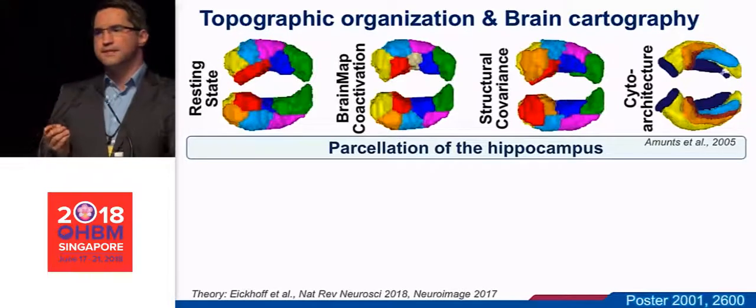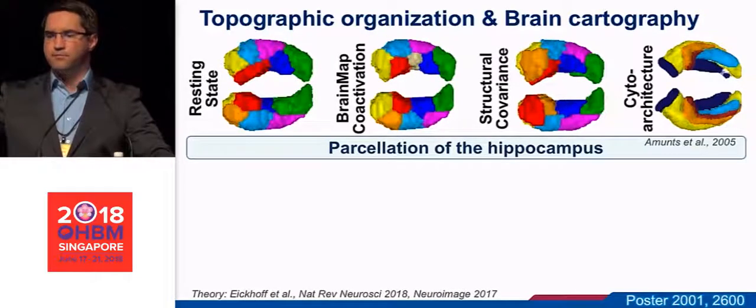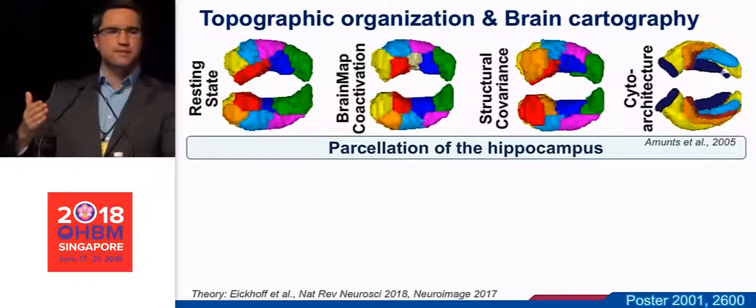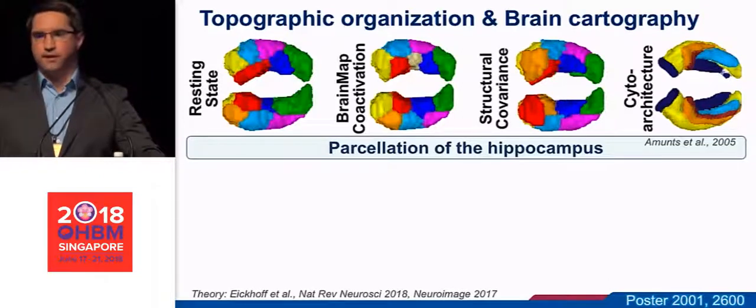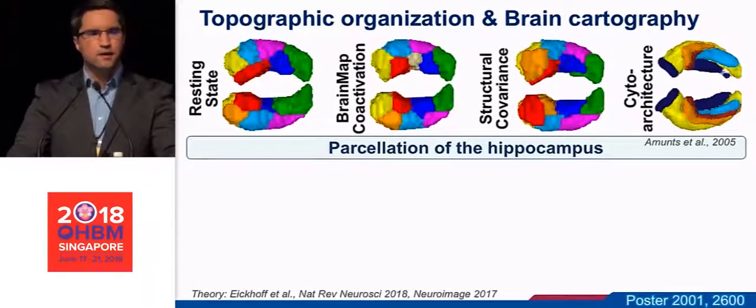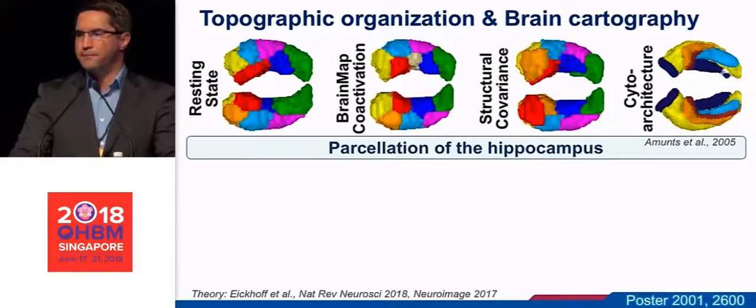And what you can see is that whereas the cytoarchitecture is really organized in a medial to lateral fashion, if we look at a connectivity-based parcellation, we also see differences between the anterior and the posterior part, which actually fits quite well with data from non-human primates and other animals, showing with tracing studies differential connectivity of the anterior and the posterior part of the hippocampus.